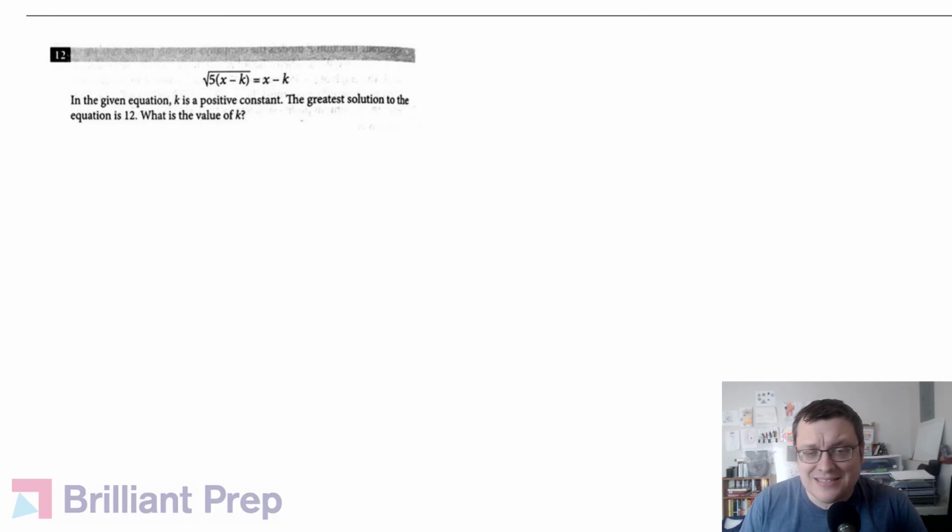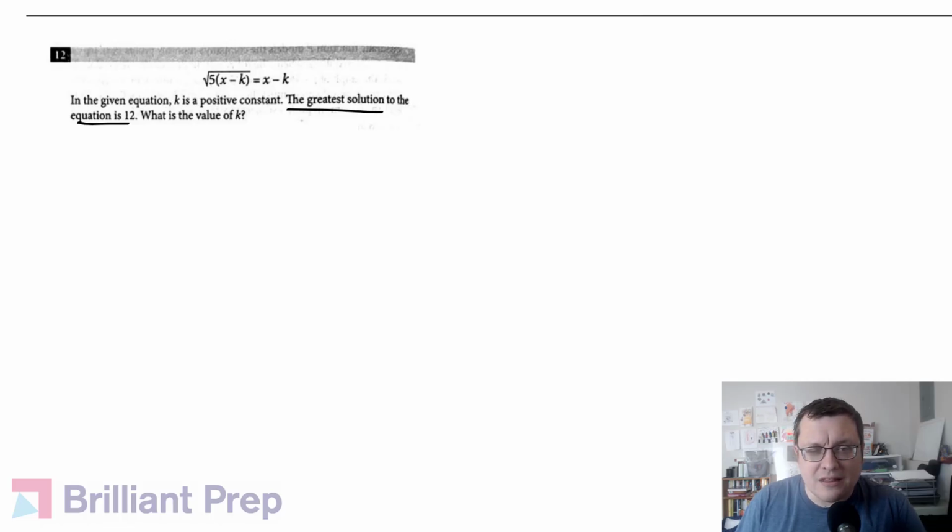Remember, as a constant, k has some specific value that we're trying to find. So I cannot plug in for k here. I can't say, well, let's assume k is 3, because the whole point is to figure out what the value of k is. But we do know that the greatest solution to this equation is 12. So we might think about plugging 12 in for x and then solving for k. That might not be a bad idea.